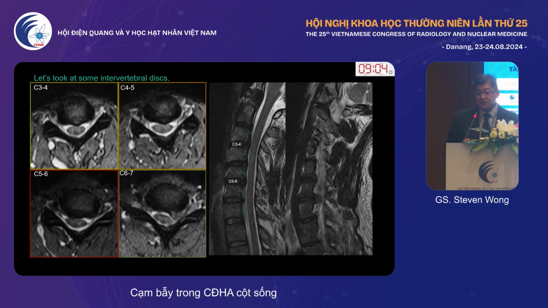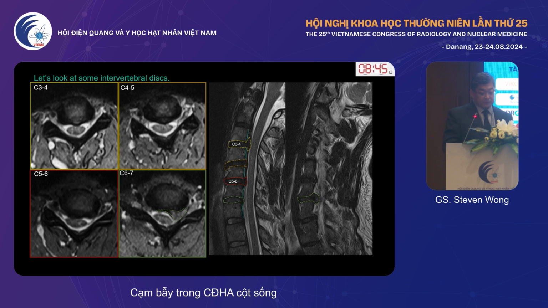Right. So let's look at some discs. So the disc can do whatever it wants to do. So you have different types of disc protrusions. In the cervical spine, you want to see whether the disc is still below the posterior longitudinal ligament or otherwise.